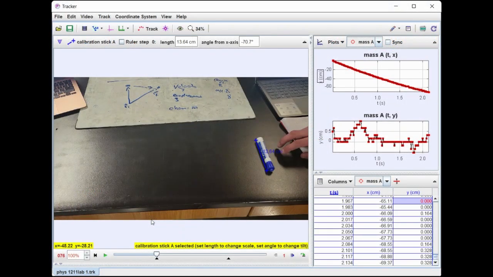The system being studied in this experiment was obviously just the marker right here, which was 13.64 centimeters long and had a mass of 0.0136 kilograms. The surroundings was just the room, which includes the air and the table that the marker is rolling on.